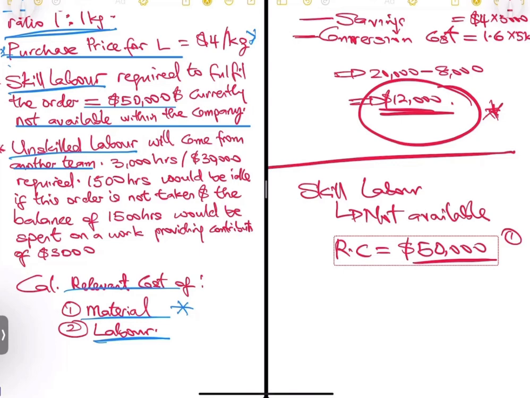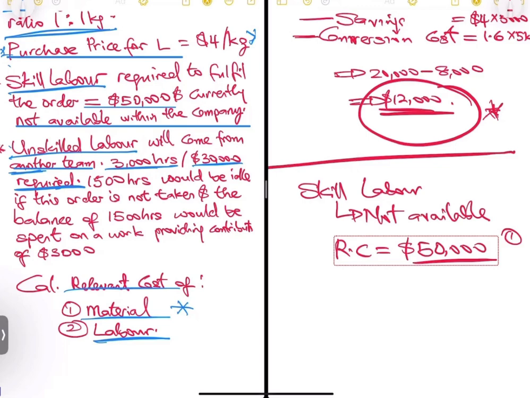The second part is the unskilled guys that will come from another team. And they will need 3,000 hours. That will be equivalent to $30,000. Yeah, see, required. But we have them already. However, they are with another team. They are with another team means that they have been hired and they are working somewhere. So we have them.